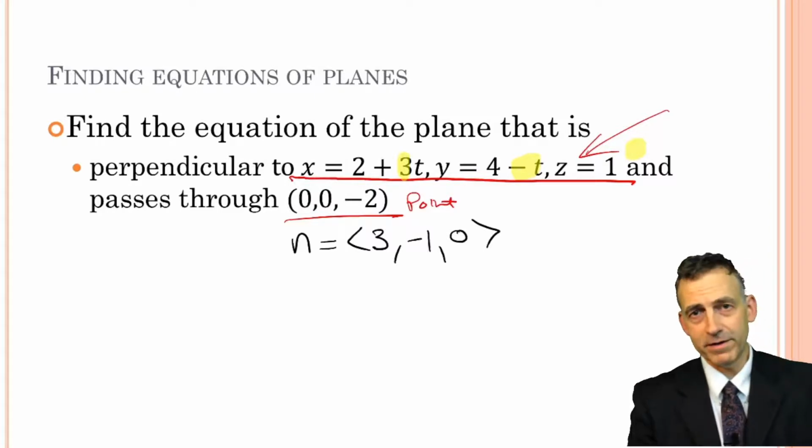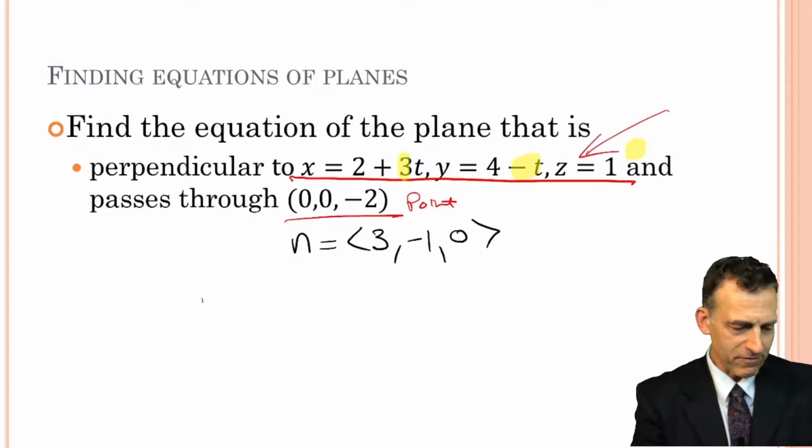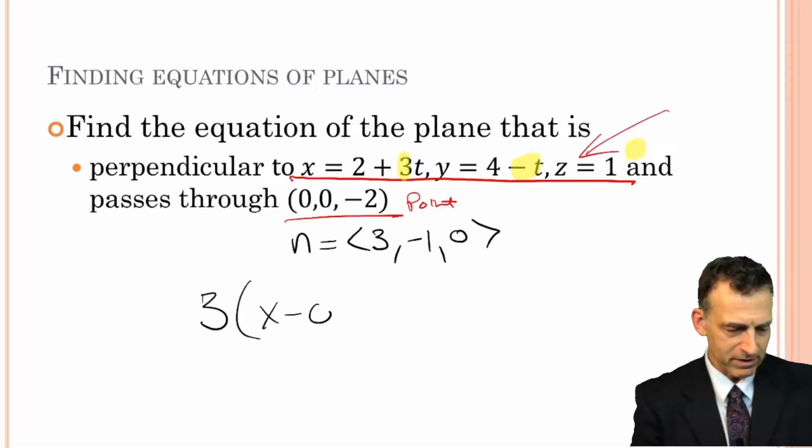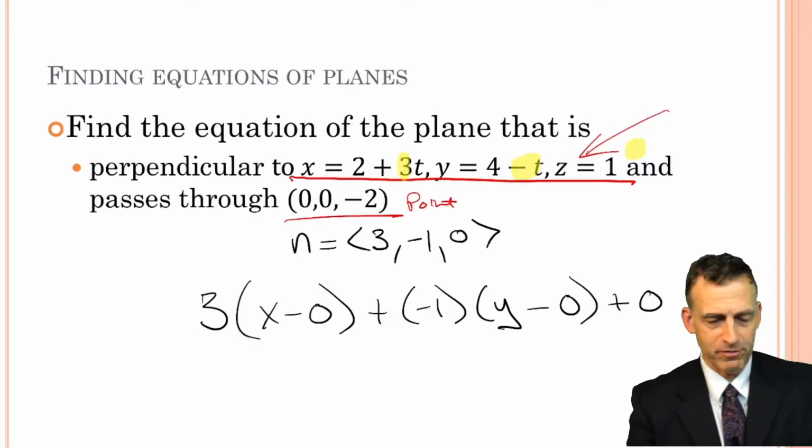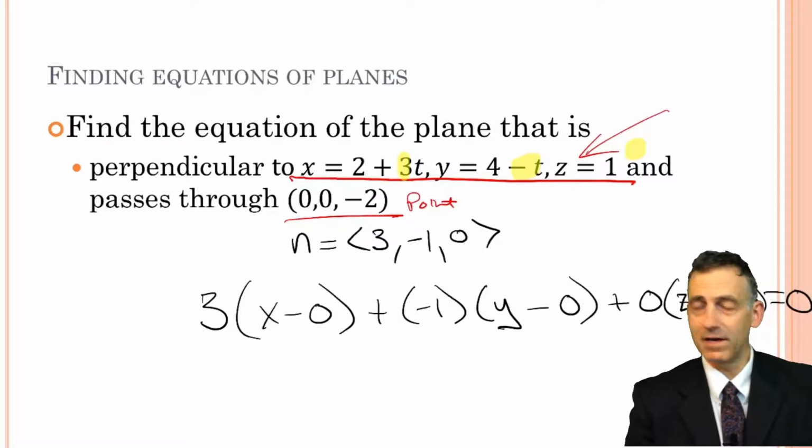So now I've got a point and a normal, and I'm just going to set up my equation. It's pretty straightforward. You do the normal's x component, 3, times x minus the point's x coordinate, plus the y component of the normal times y minus the y coordinate of the point, plus the z component of the normal times z minus the z coordinate of the point. And all of that should equal 0, and it's all behind my head.